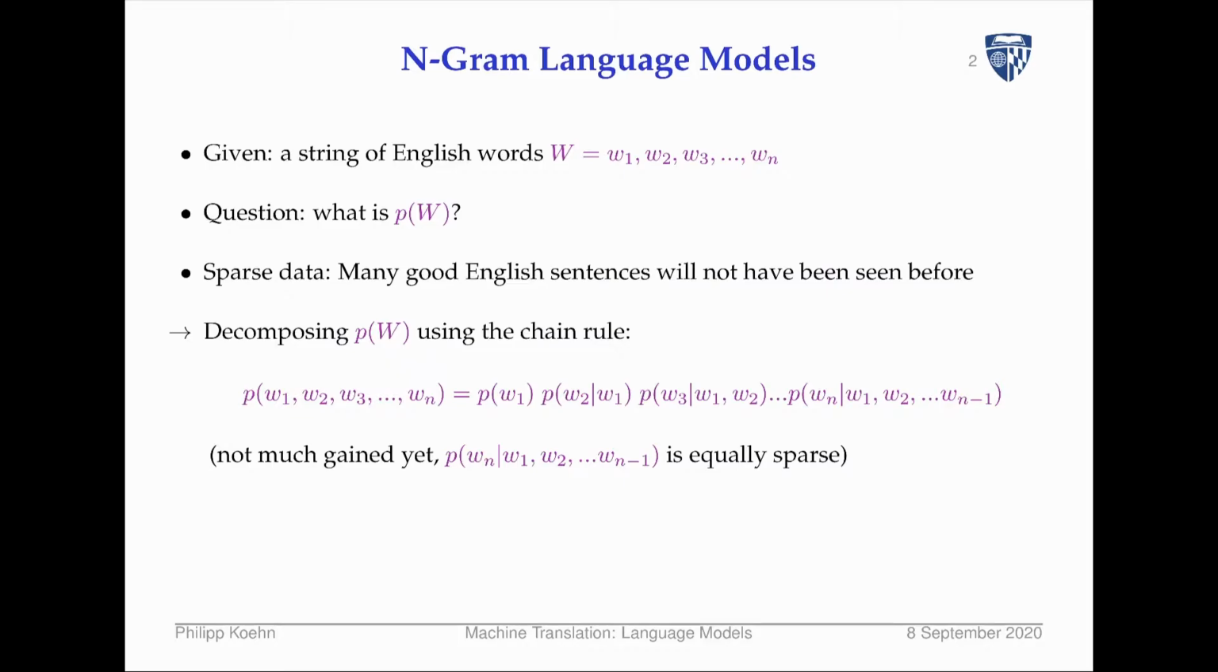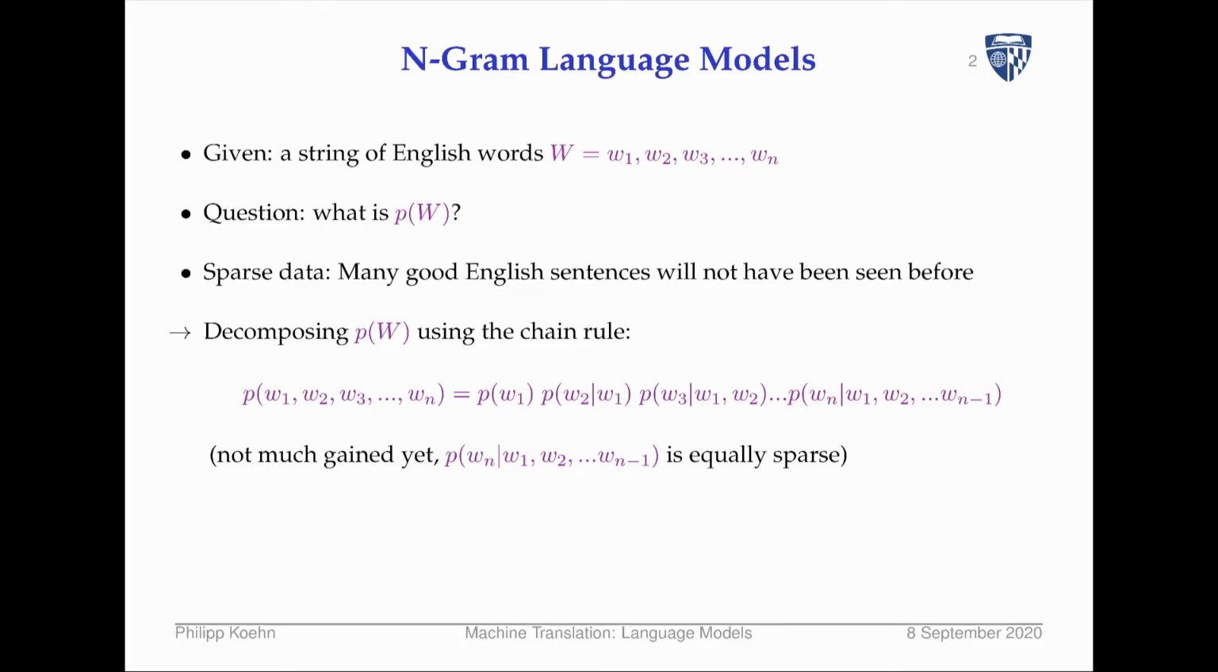So let's just define this problem. n-gram language models have to deal with a string of English words. So big W is W sub 1, W sub 2, and so on, W sub n. So there are n words in a sentence. And the question is now, what is the probability of the string?